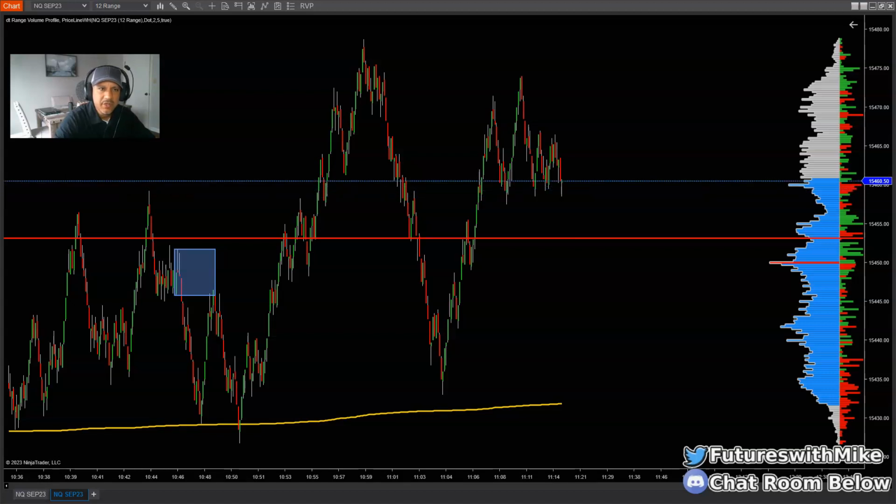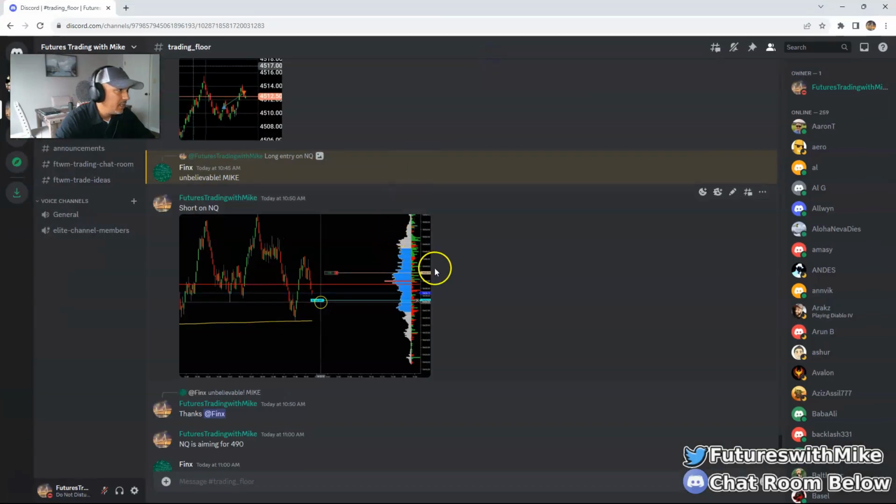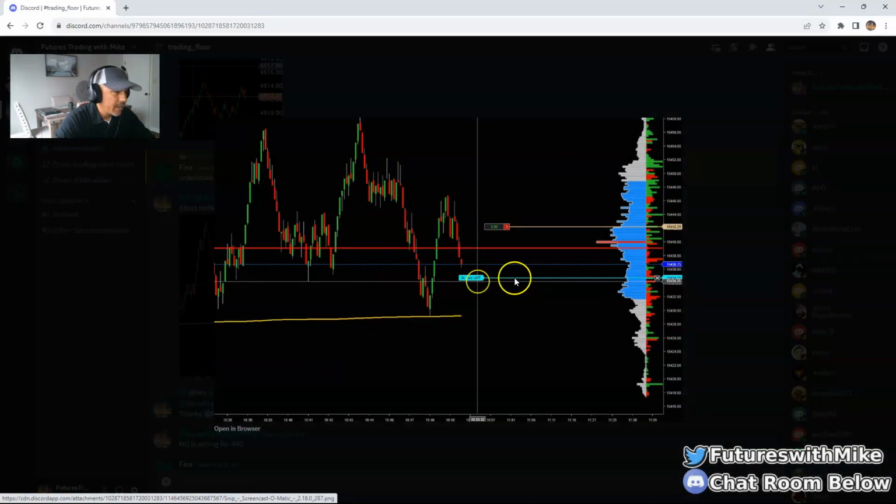Most recent trade I took. Let's bring this over here. Off the NASDAQ right here, I entered it at 15,442 and was looking for price to come down to 15,434, to capitalize on that trade right there. I think I picked up about 8 points on that trade.